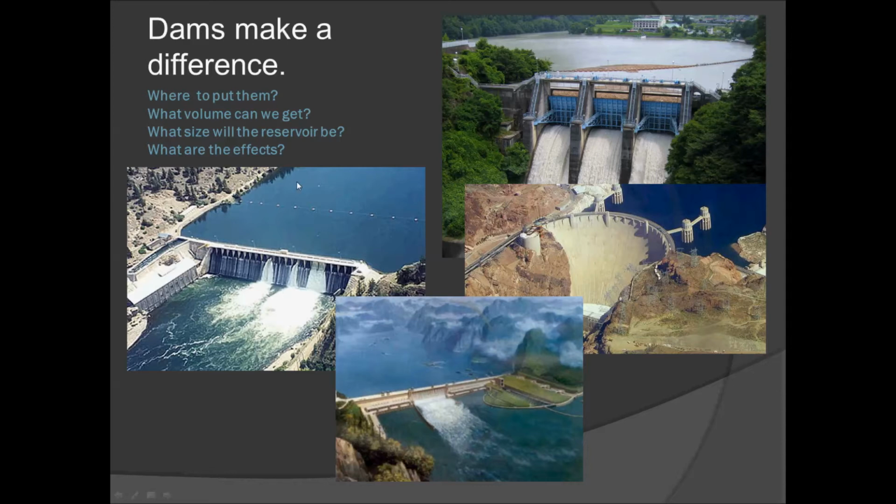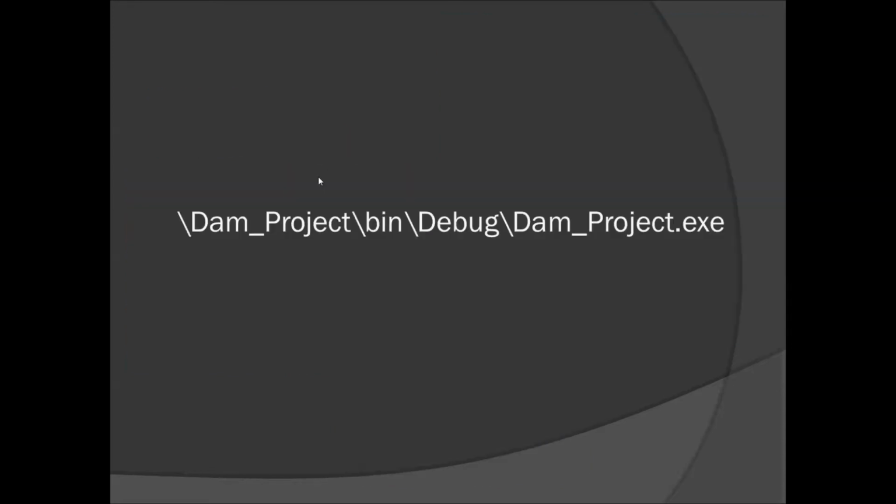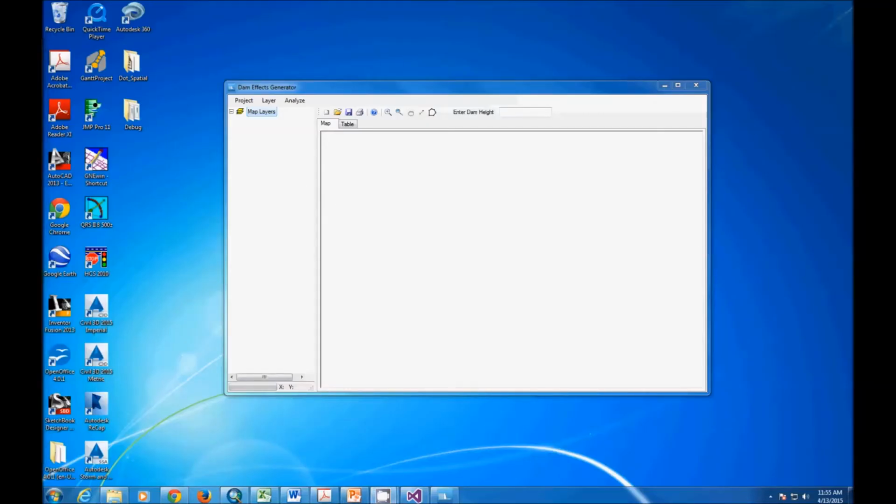And so we'll be looking at where to put the reservoir, what volume you can potentially get, as we said, what size the reservoir will be, and what the effects will be. And so our project, you can run the program under dam project, bin, debug, dam project.exe. So now we'll take a look at the program.